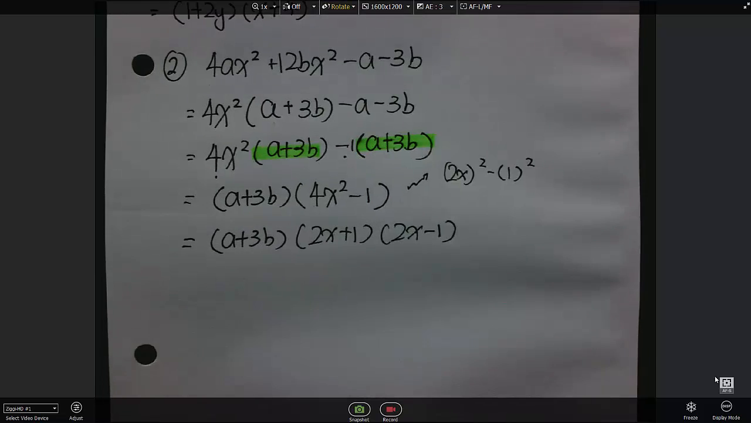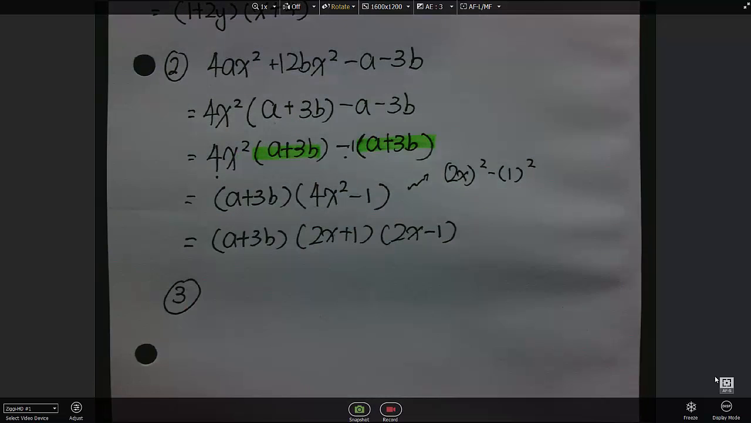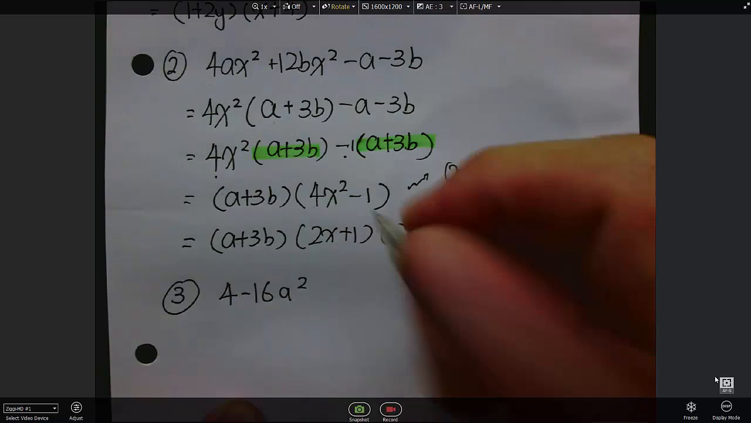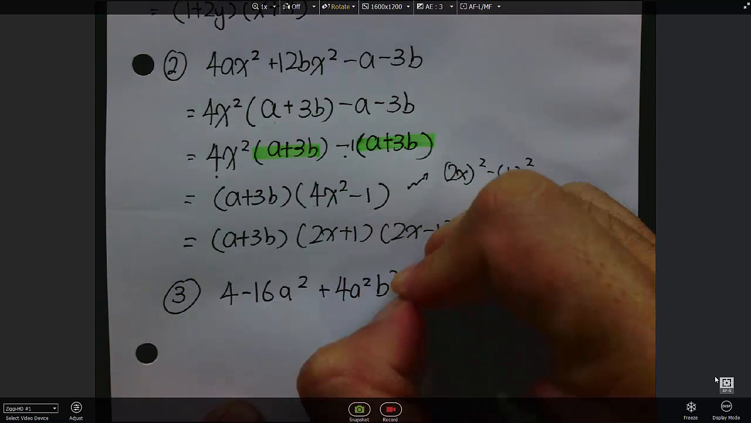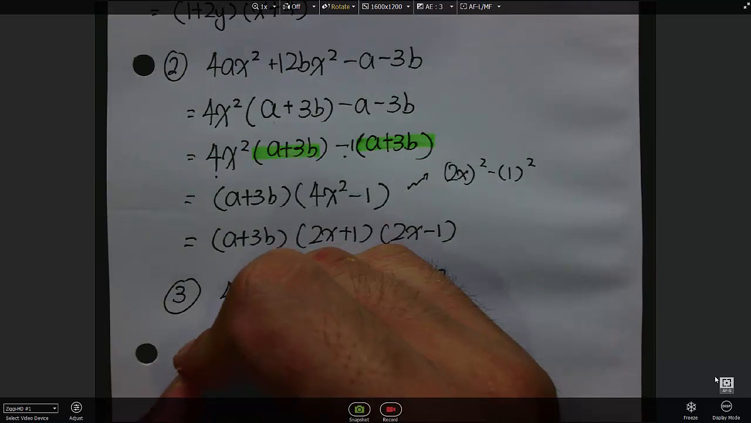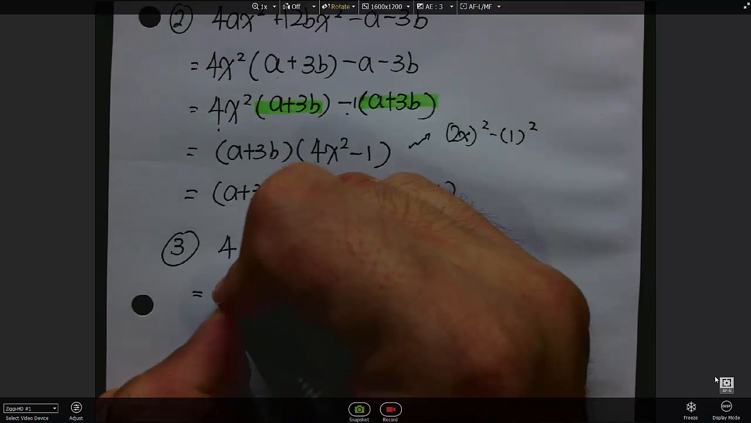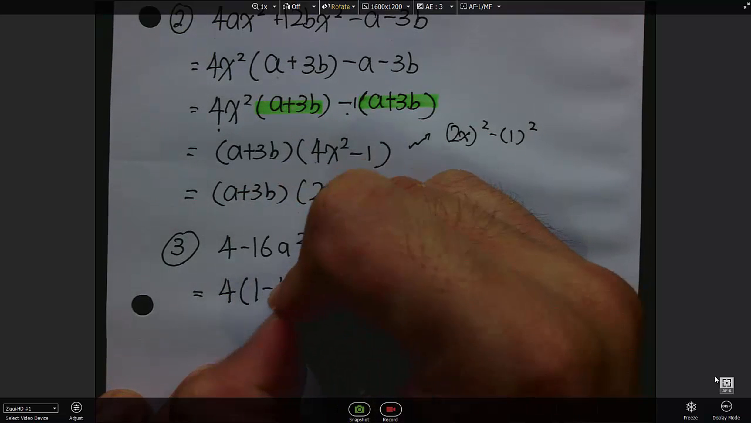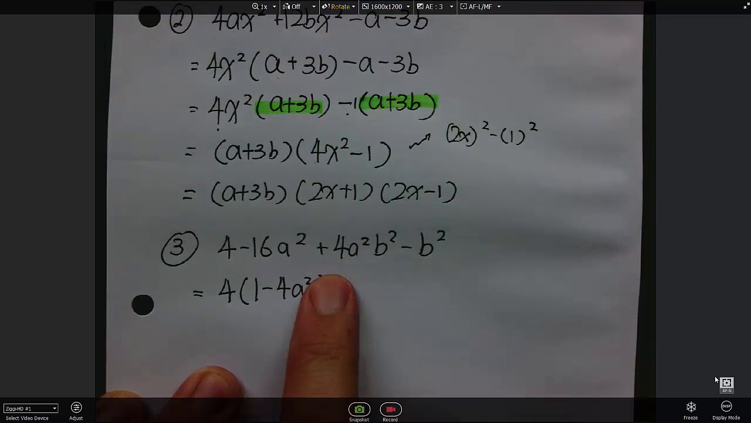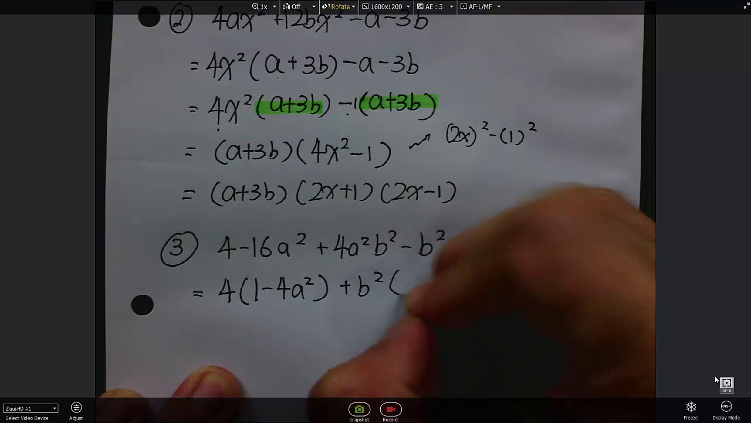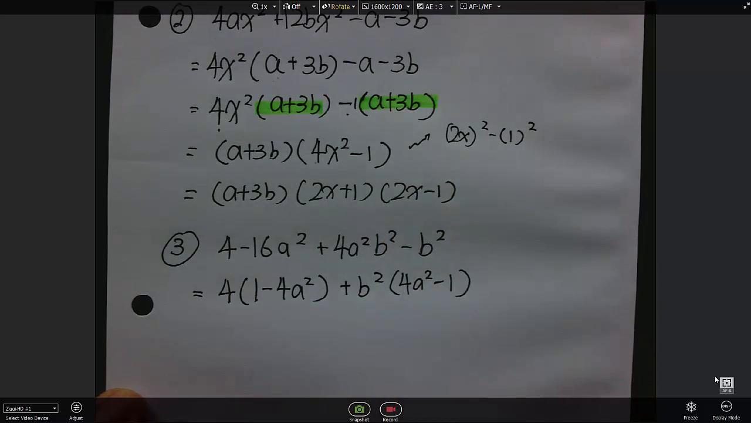Okay, I move on now to the next one, question 3. It works like this. I will have 4 minus 16a squared plus 4a squared b squared minus b squared. I look at the first 2 terms. What can I factorize from these 2 terms? I factorize 4, so I'm left with 1 minus 4a squared. Down here, you can see the common term that I can factorize is b squared. So I factorize out b squared and get 4a squared minus 1.